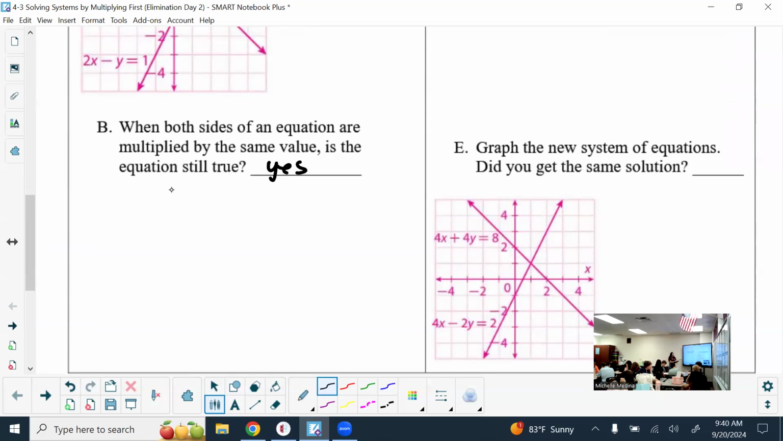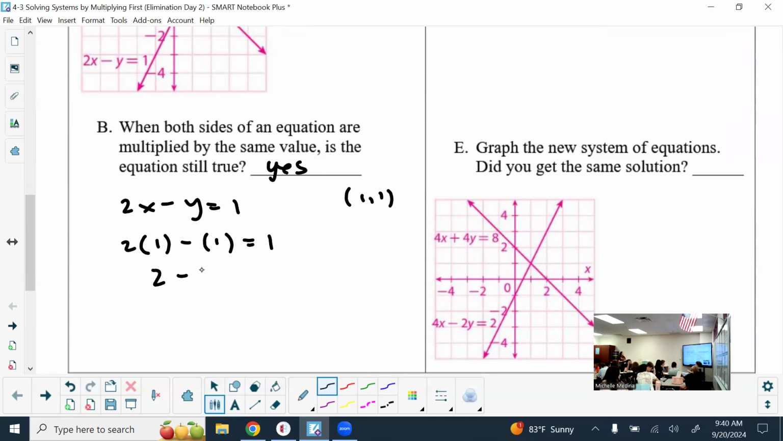So let me take just one of the equations from our system. We know that the solution was (1, 1), so let me put that in. 1 for the x and 1 for the y. Class, what's 2 times 1? And what's 2 minus 1? So we have an equation that is true. Let's now multiply this top equation by a factor.